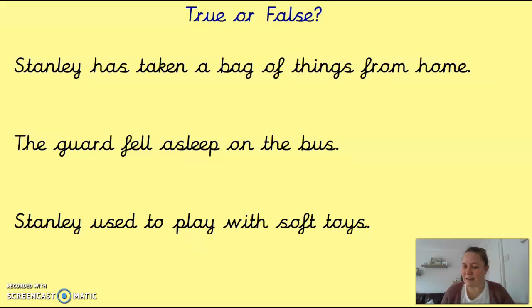The guard fell asleep on the bus. Now, this one's a little bit of a trick because it said that the guard was slumped. It said that Stanley thought that he was asleep, but it said that he was wearing glasses so he couldn't see his eyes. So we don't actually know. So this one could come under don't know, not sure, haven't got enough information. He might be, he might not be. That was a bit of a mean one.